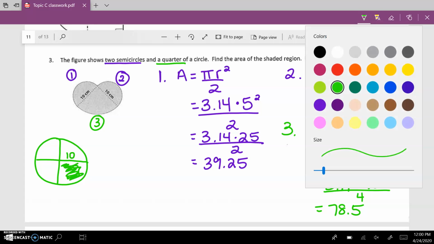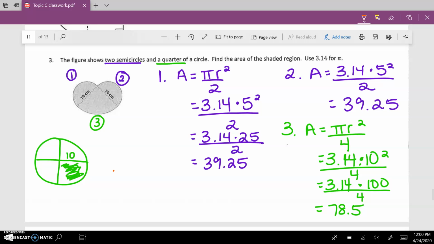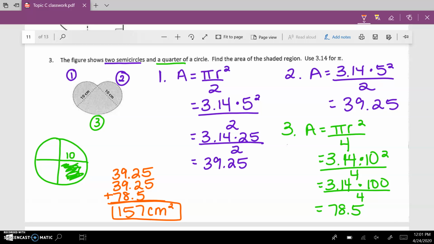So now we're just going to take everything that we found and add them all together. So we'd have 39.25 and another 39.25 and a 78.5. When you add all of those, you would get 157, and we're talking centimeters squared.